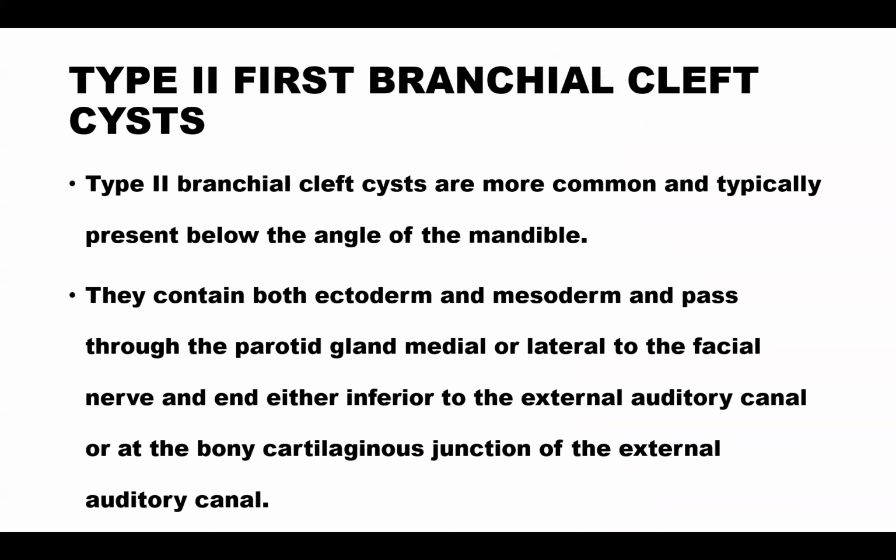Now, the type 2 first branchial cleft cysts are more common and typically present below the angle of the mandible. Now, they contain both ectoderm and mesoderm and pass through the parotid gland, medial or lateral to the facial nerve, and end either inferior to the external auditory canal or at the bony cartilaginous junction of the external auditory canal.